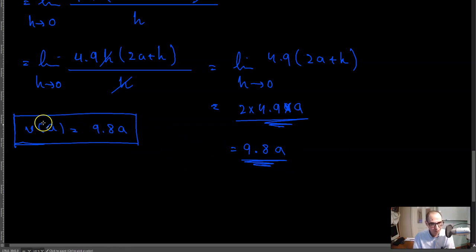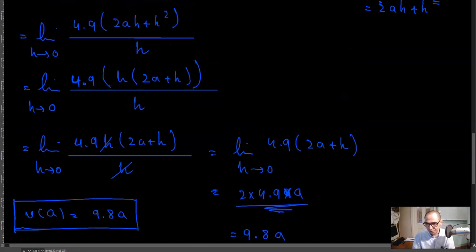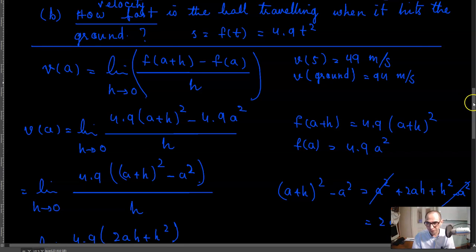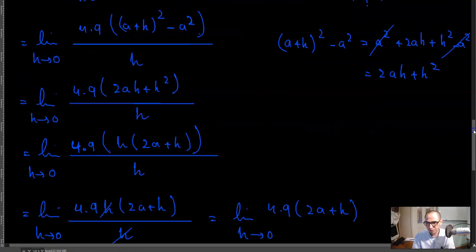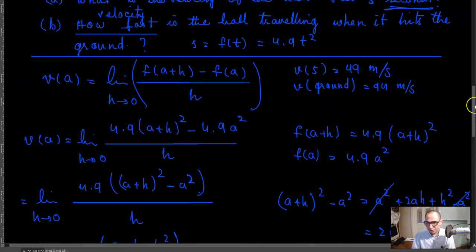Now that you know what v(a) is, you can substitute a in this formula very easily, and you don't have to calculate the same limit over and over again. Meaning that we wanted to find, for example, v(5). So what is v(5)? v(5) would be 9.8 times 5, which is 49 meters per second, the same thing that we have over here.